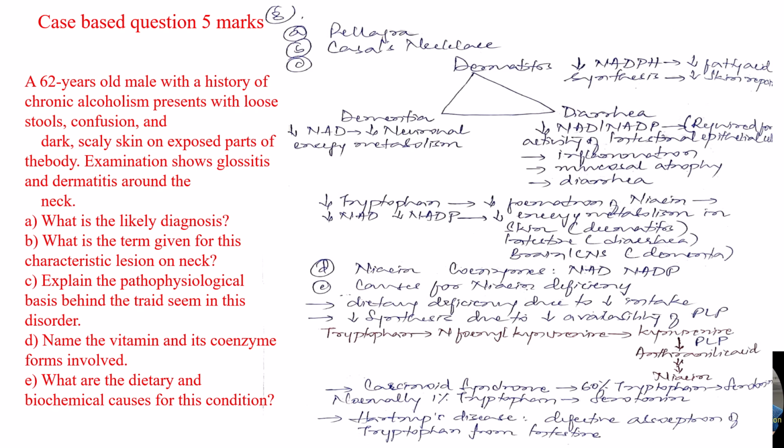Next case-based question. The case is as follows. A 62-year-old male with a history of chronic alcoholism presents with loose stool, confusion, and dark scaly skin on exposed parts of the body. Examination shows glossitis and dermatitis around the neck. What is the likely diagnosis? Diagnosis is pellagra. What is the term given for this characteristic lesion on the neck? It is Casal's necklace.